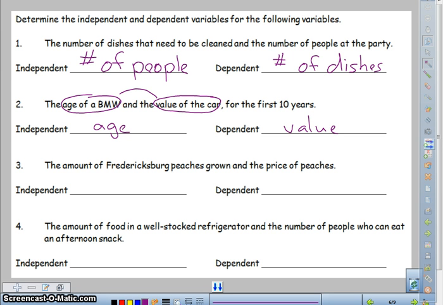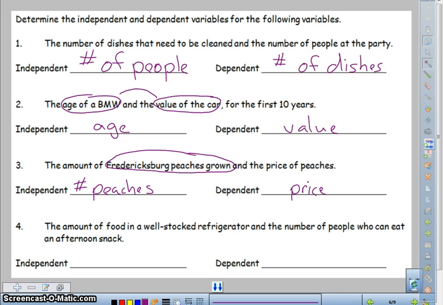The next one, the amount of Fredericksburg peaches grown and the price of peaches. Well, what can we control? Well, we can probably control this, the amount of peaches grown, because if it's a low quantity yield, then the price is going to be high. If a lot of people grow these, then the price is going to be low. So the independent would be the number of peaches grown, and the dependent would be the price.